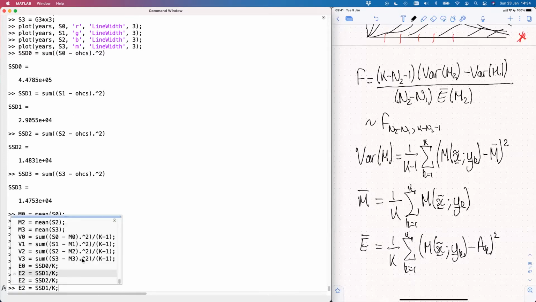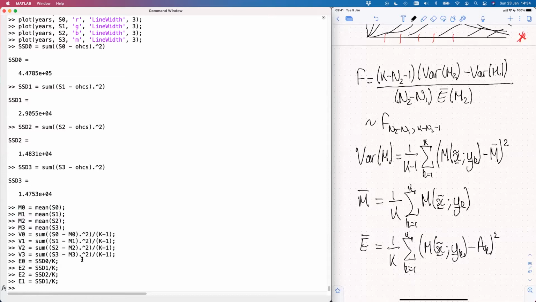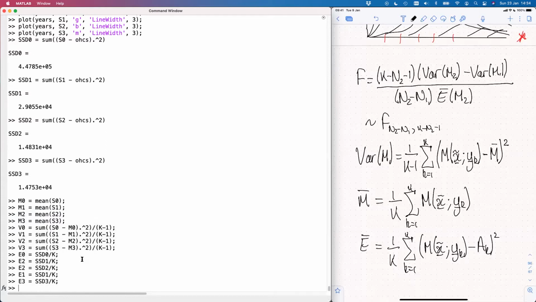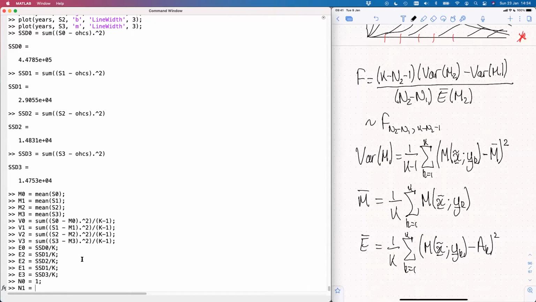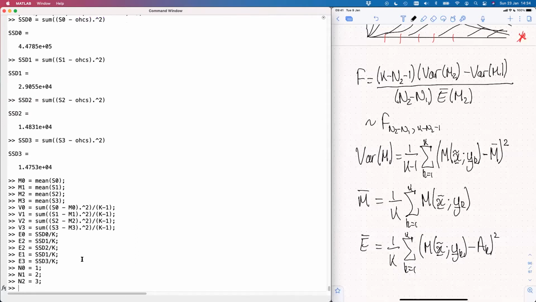Let's do that. E1 right. And E3. Then last thing I need is the numbers of parameters of each of the models. So model 0 has just got one parameter, model 1, 2, and so on.